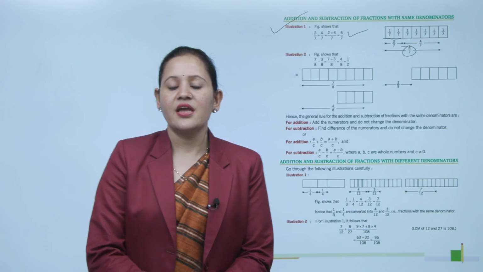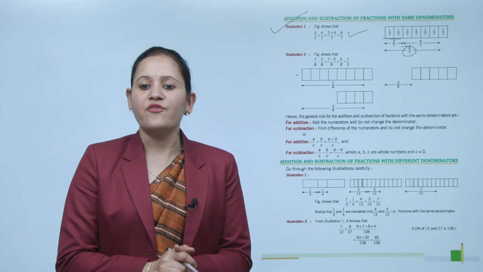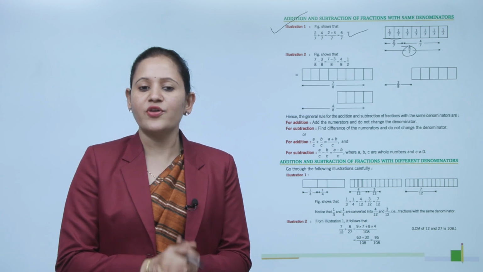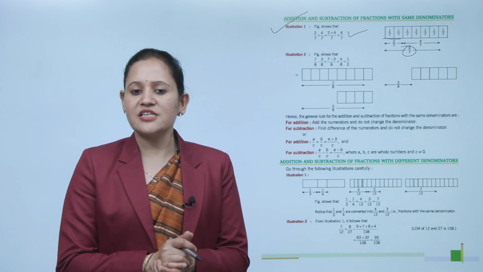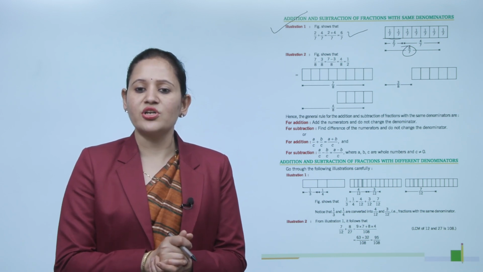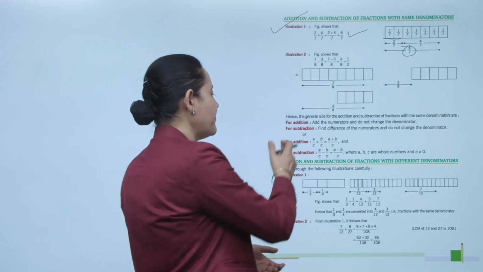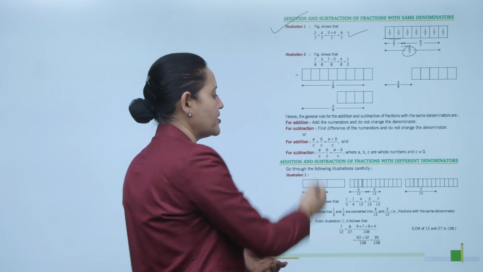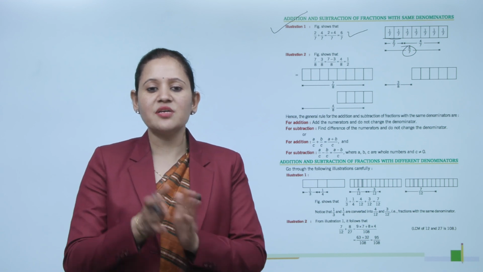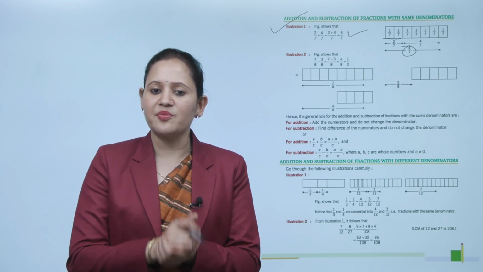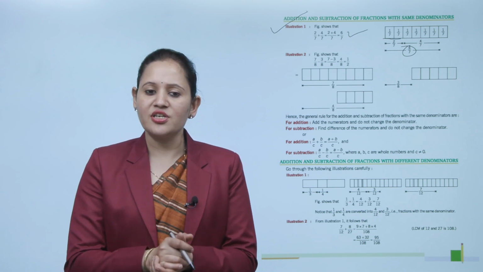Hence, the general rule for addition and subtraction of fractions with the same denominator: for addition, add the numerators and do not change the denominator. For subtraction, find the difference of the numerators and do not change the denominator. For addition, A upon C plus B upon C equals A plus B upon C. And for subtraction, A upon C minus B upon C equals A minus B upon C, where A, B and C are whole numbers and C is not equal to 0.